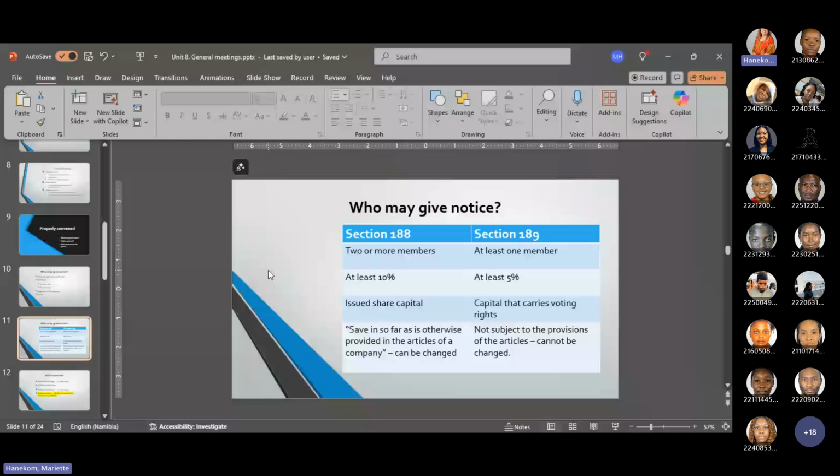Section 189, firstly, cannot be changed. The actual Section 189 is not subject to the provisions of the articles of the company. If the company, in Section 188, made it almost impossible for members to call a meeting, they can also always fall back on Section 189. Section 189 cannot be changed. It is always applicable.